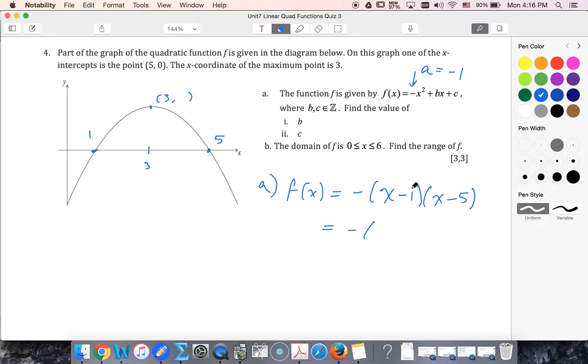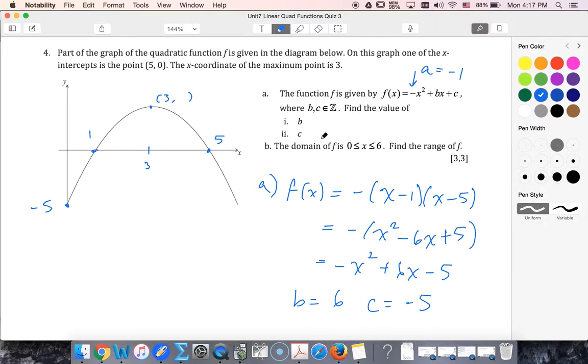So negative x times x is x squared. Minus 5x minus 1x is going to be minus 6x. Negative times negative is going to make +5. But now I'm going to multiply everything by my negative. Negative x squared plus 6x minus 5. That makes sense that this value down here would be a -5. And now I can see that my b value is 6 and my c value is -5.